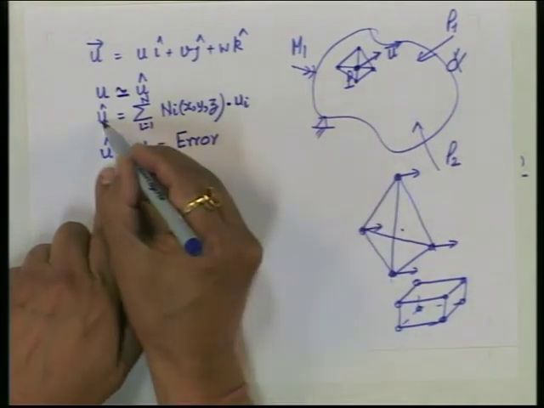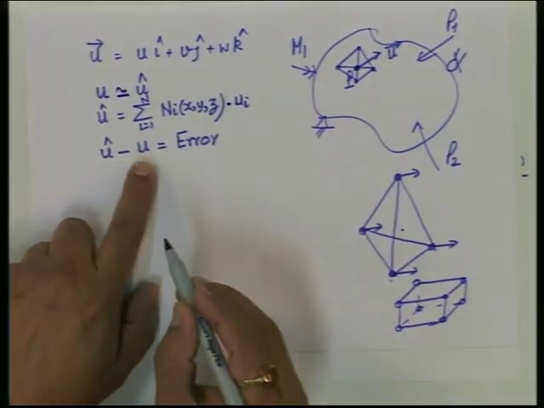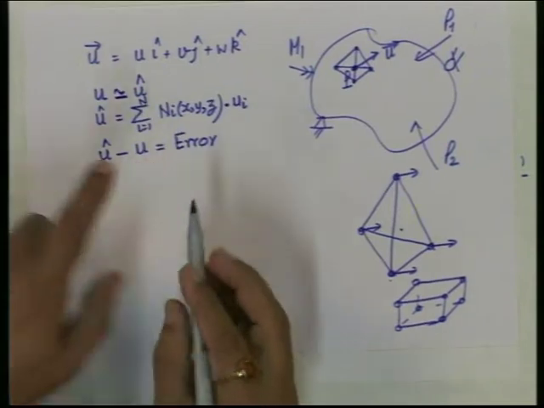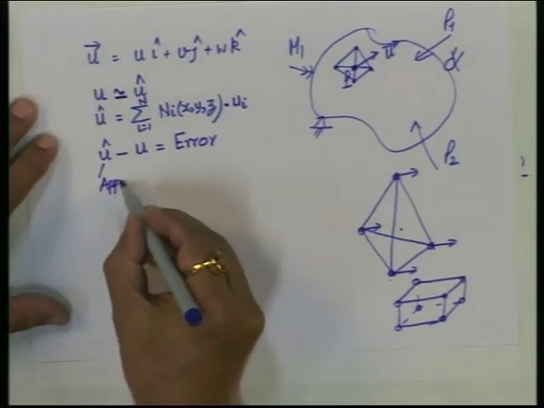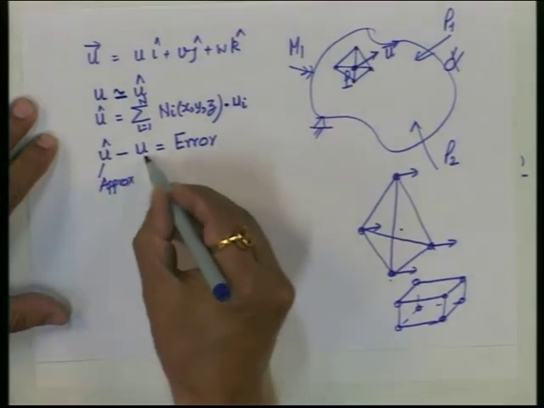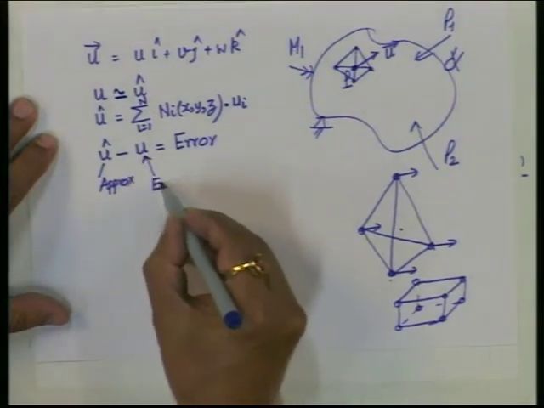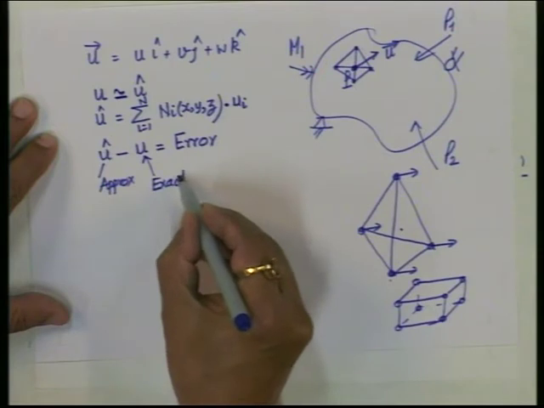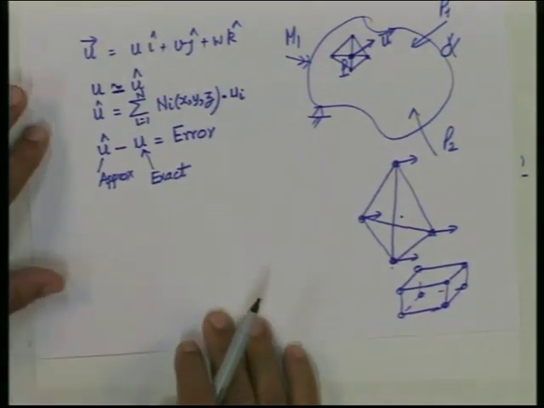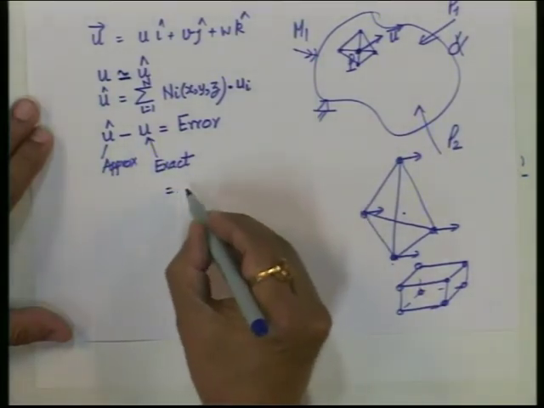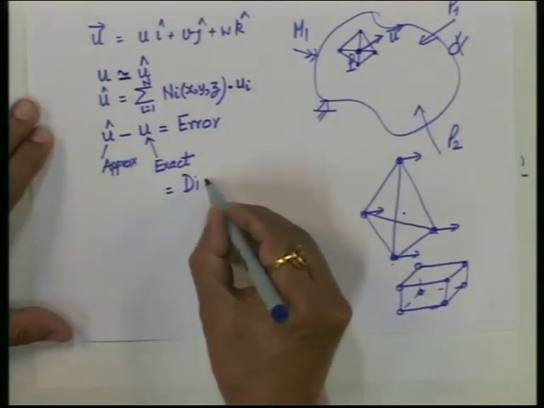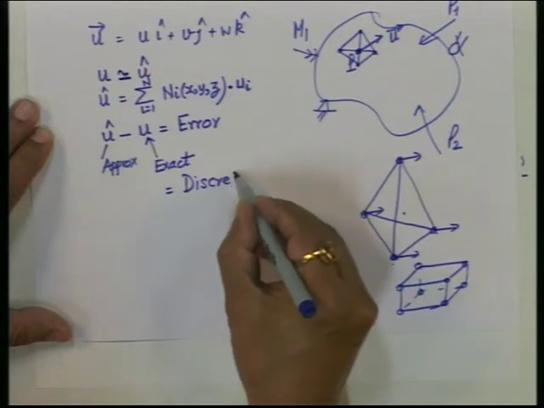So, the discrete value of u at any point minus the exact value. This one is approximate and this one is exact. We always define our error like this, so there is always an error involved and this is called discretization error. This always exists in finite element.